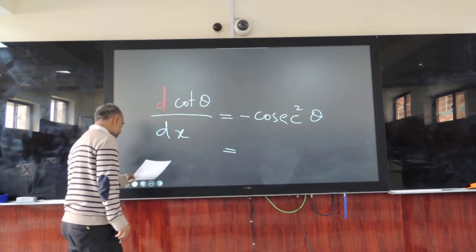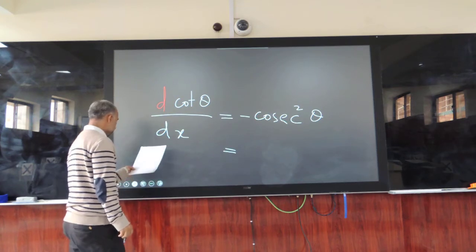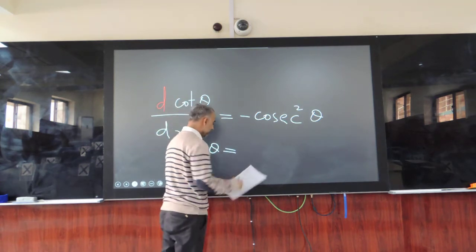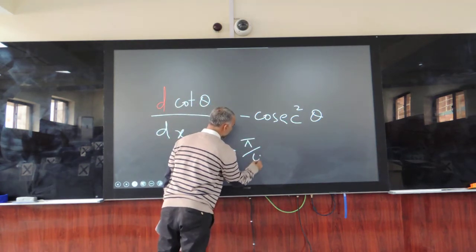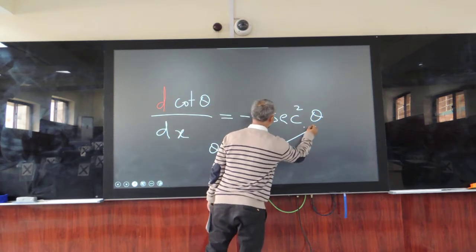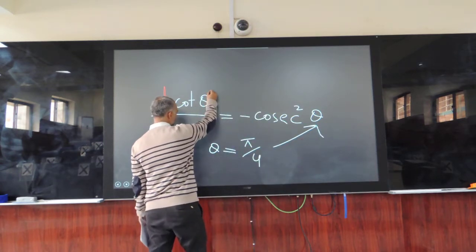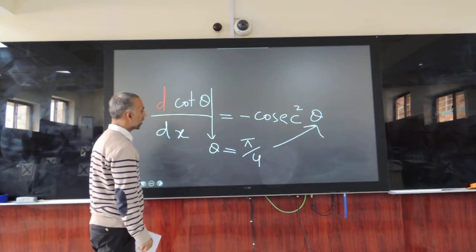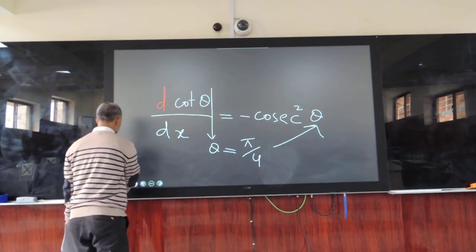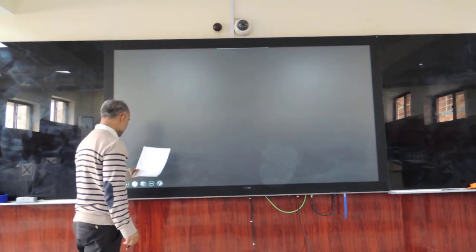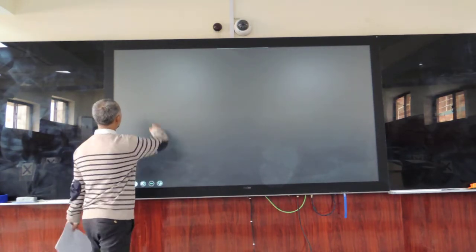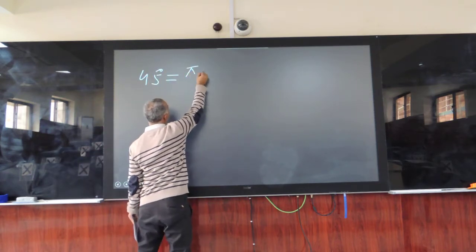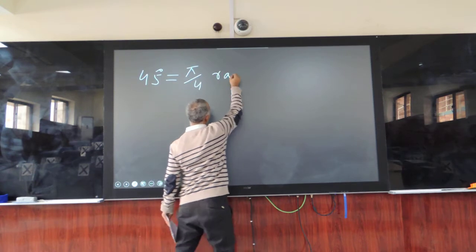So by this, as we know, the value of the angle is pi over 4. By substituting this value here, and of course this is the concept here, we have angle theta equal to pi over 4. We need to substitute it in the equation. Basically 45 degrees is equal to pi over 4 radians.